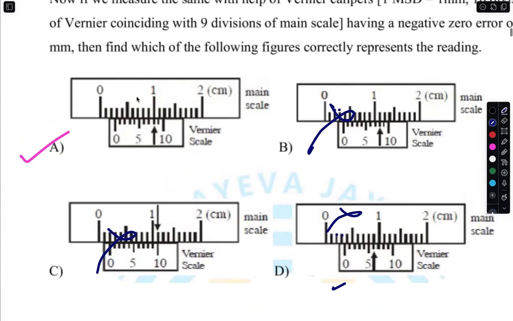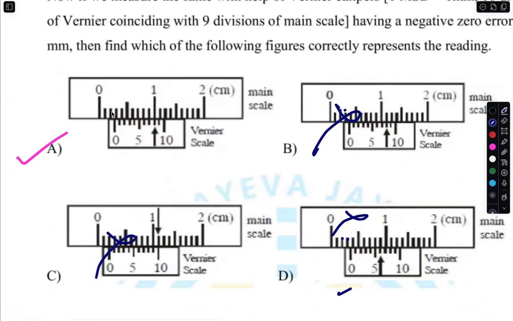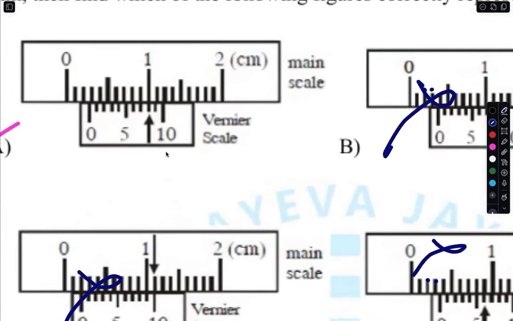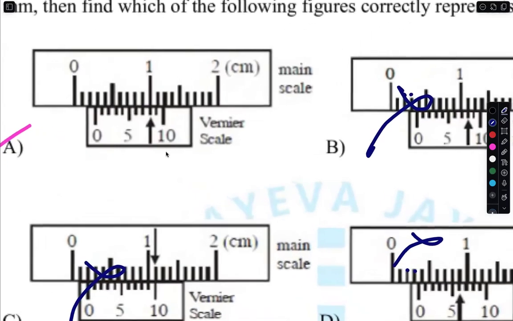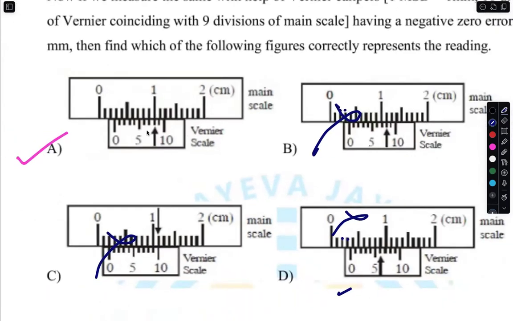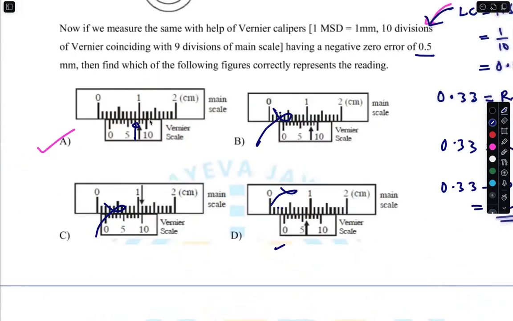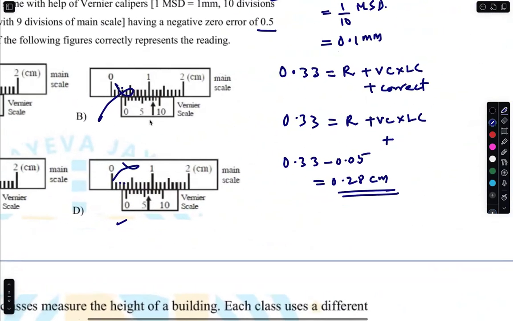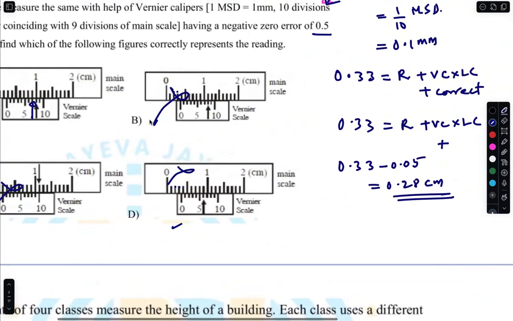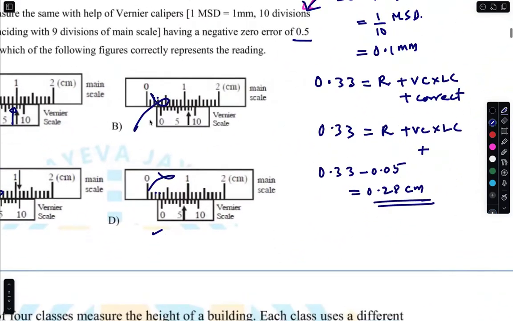Otherwise also I'll try to show you. The 0 of the vernier lies between 2 to 3. Fine. Which is the best coincidence here? The problem is you should be very clear in the exam. Part 7, 7th division. So therefore, 7th division. So reading plus vernier coincidence into least count must be 0.28.